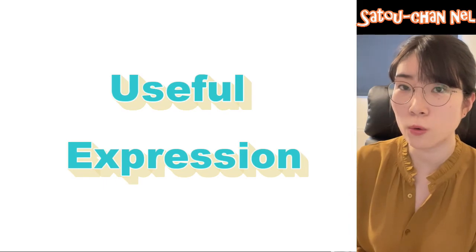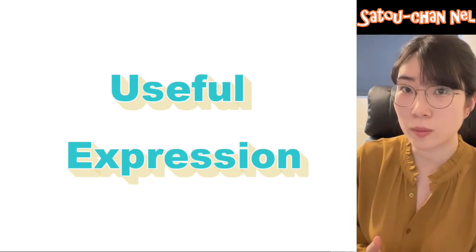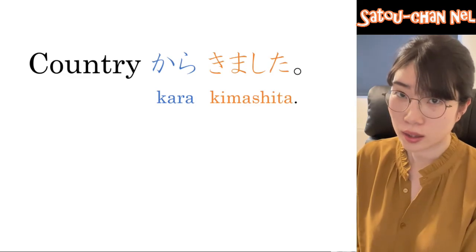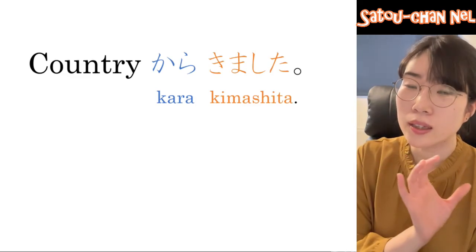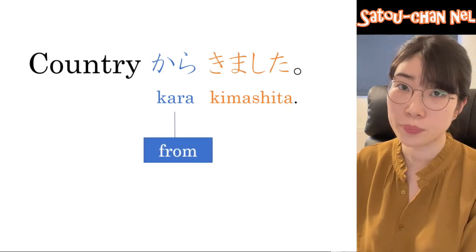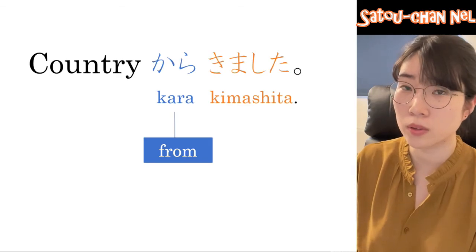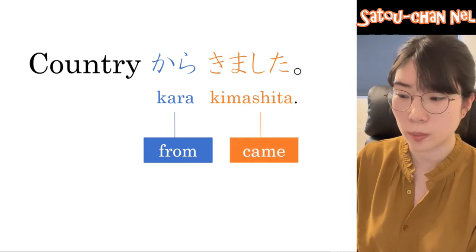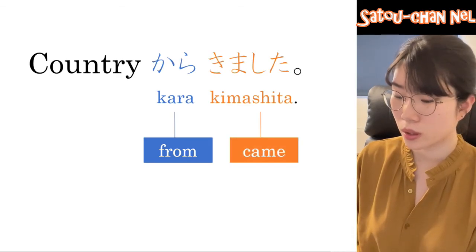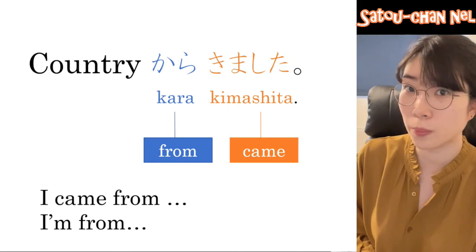If you want to tell where you are from or where you came from, instead of telling your nationality, in that case, you can use this phrase. Country から来ました。から means from. And 来ました is a past form of the verb 来る, to come. So 来ました is came. So I came from, which means I am from.